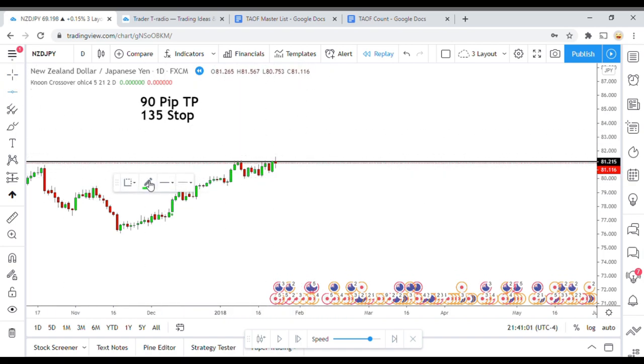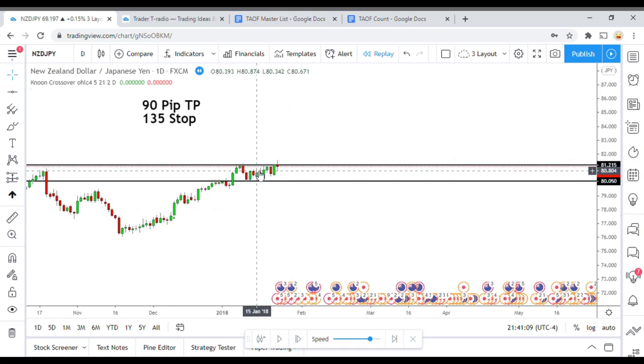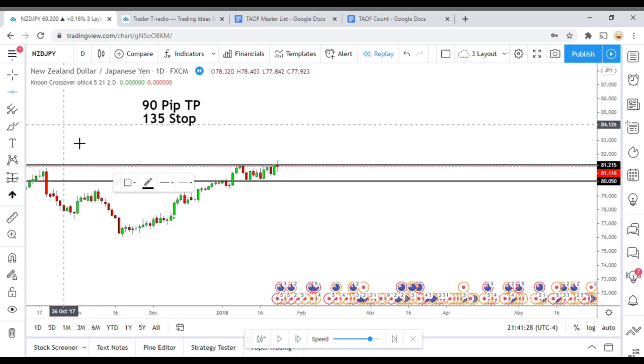And so it's one of those situations where you have less of a chance of something working out. Now if it would have broken down instantly into that area right off these candles, then that's a really good sign. But the fact that it pulled back up and is now bouncing around in this area is not a great sign. It really could go either way.